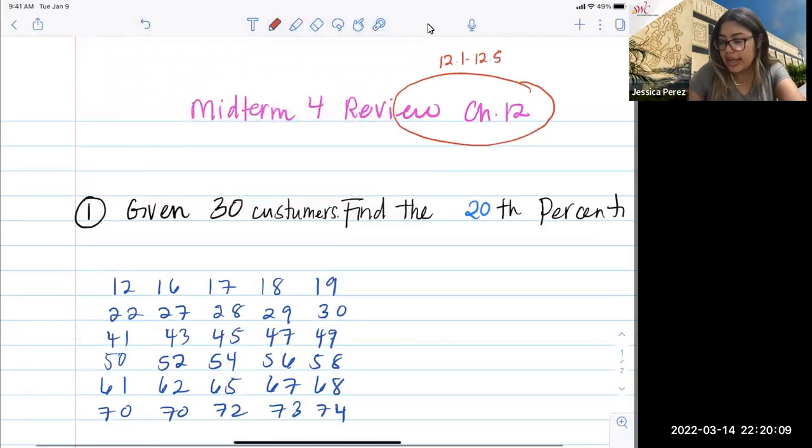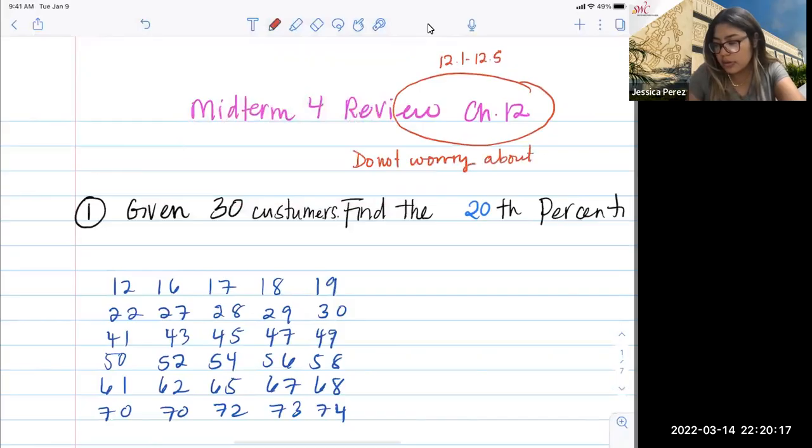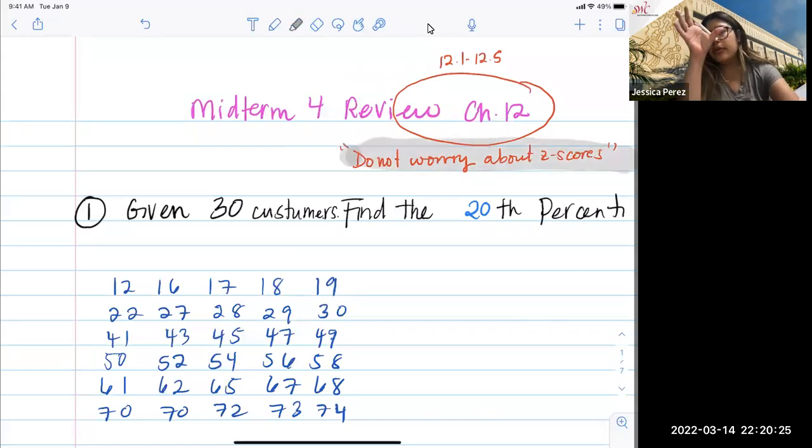I do want to emphasize, do not worry about the Z-scores. I want to emphasize that. So that should be a hint somewhere. Don't worry about memorizing all the Z-scores. You don't have to do that. You will not need that for this test.